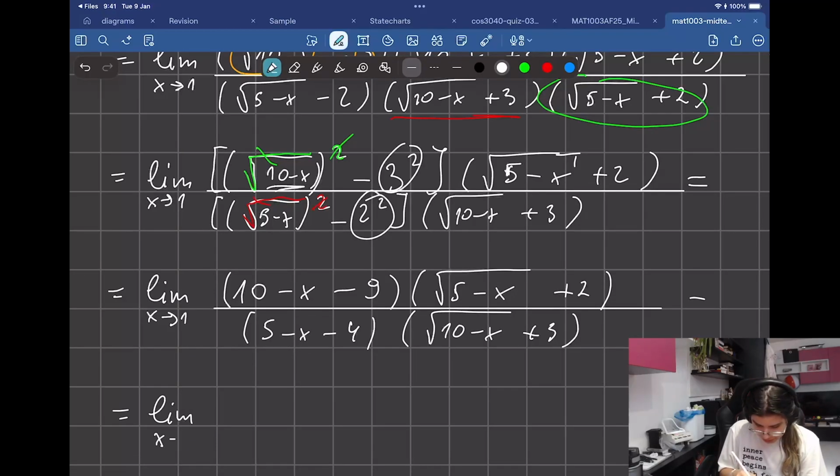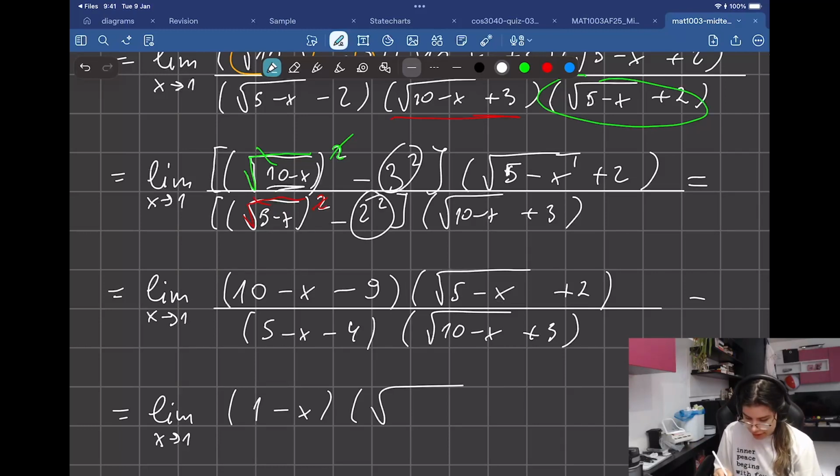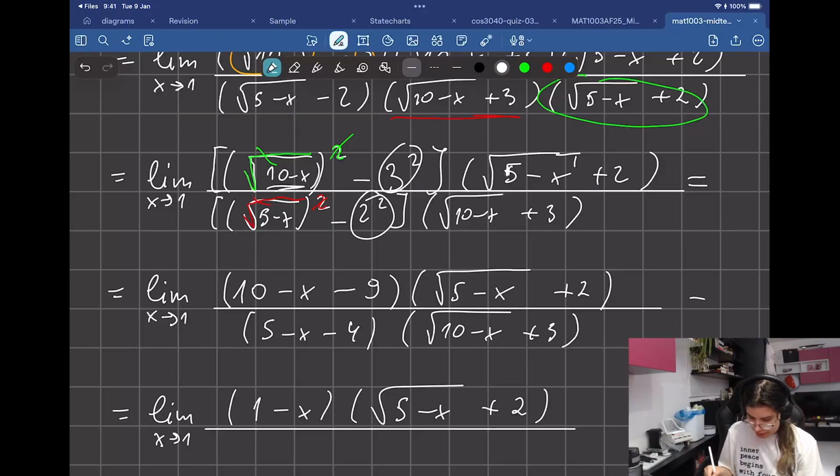Limit as x approaches 1 of. Now we have 10 minus 9, which is 1, minus x. The rest of the expression I just copy, because I cannot simplify it any further, right? 5 minus x plus 2 over. And now, interestingly, here 5 minus 4 is also 1, so we'll also get 1 minus x, which is really cool because now we can cancel things out, right? This I just copy. Square root of 10 minus x plus 3.